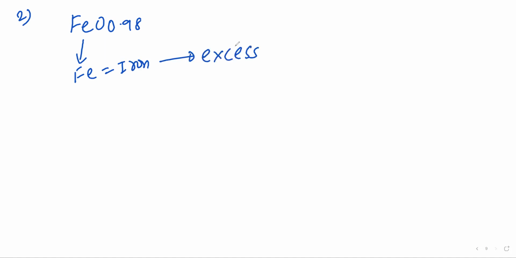Now look at the second question, which is the incorrect statement, right? So see, given first FeO 0.98. Fe, the metal, is in excess, right? So here Fe means iron. It is in excess amount. Then the oxygen has a Schottky defect. Thus it can't have metal deficiency defects, right? Because it is in excess, so it cannot be a deficiency defect.